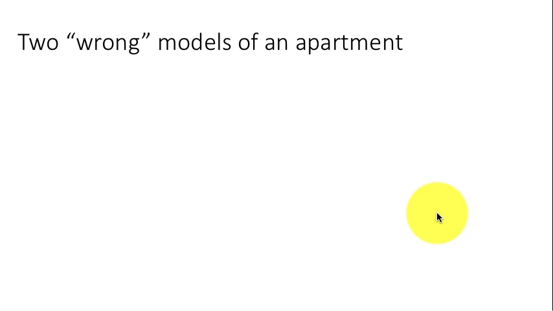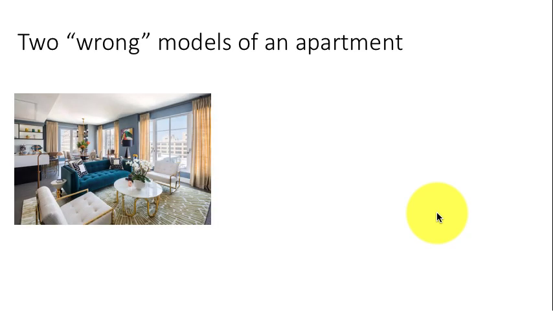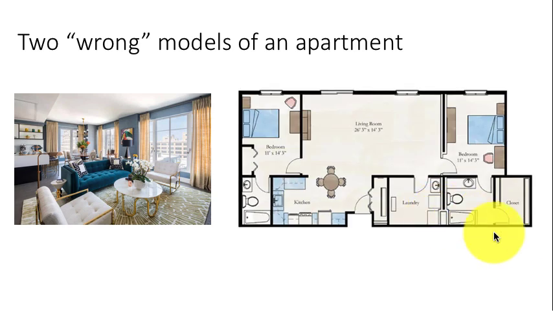Okay, so here are two wrong models of an apartment. That's one model. This is another model. Both are models of an apartment. They are both wrong because they are not the apartment. They are only some representations of the apartment, but each is useful in its own way.